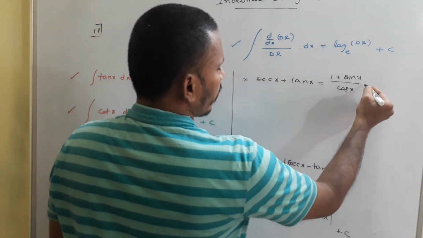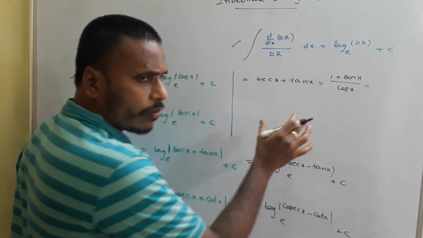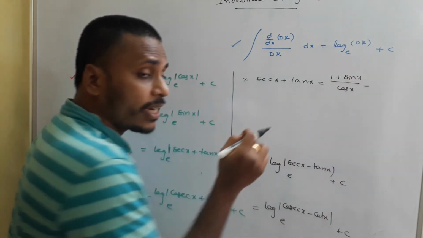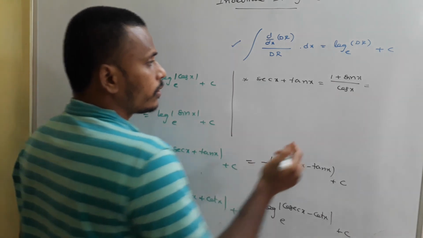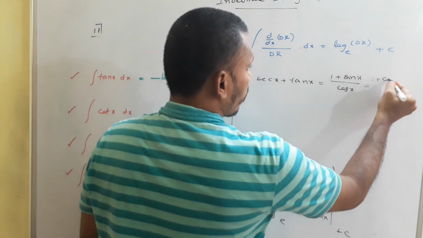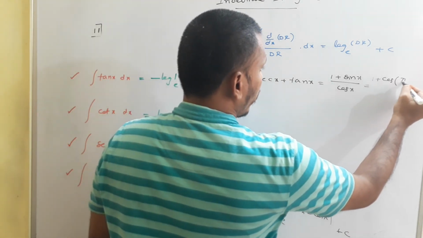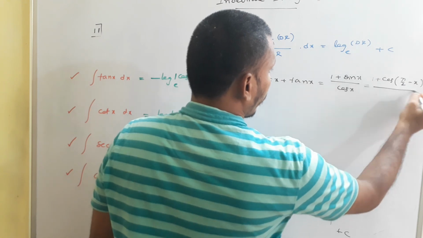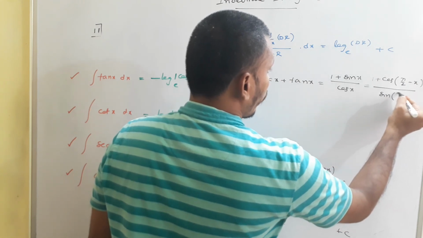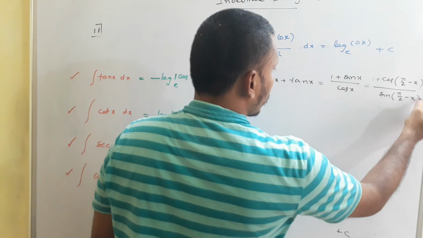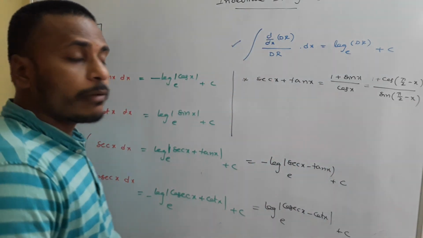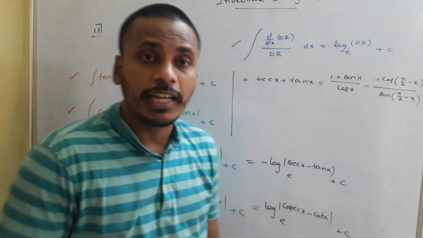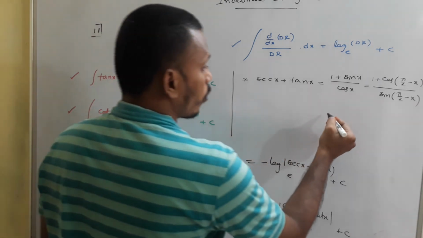Do one thing. I see this is all from trigonometry. You just write that x like this. Just have a look. 1 plus cos of pi by 2 minus x divided by sin of pi by 2 minus x. Is there anything wrong? Sin of 90 minus theta is cos theta, cos of 90 minus theta is sin theta. That's why I wrote it like that.